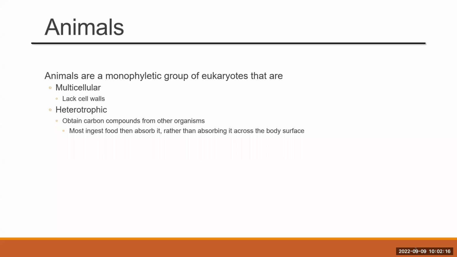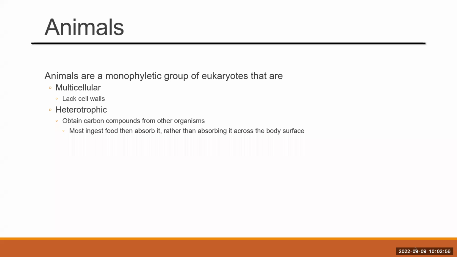Okay. So to start off, animals are monophyletic and they are eukaryotes. They are multicellular, and the key thing about them that makes them different from plants and fungi is that they lack cell walls. Animals are also heterotrophic, so they have to obtain carbon from outside sources. They can't make it themselves. There are some animals, like coral, that have a symbiotic relationship with things that are photosynthetic, but they're still taking in the products that something else made.